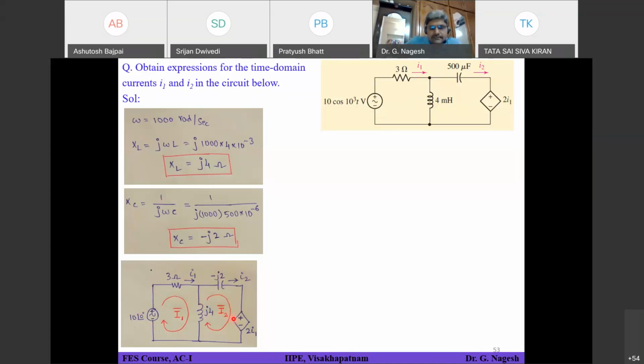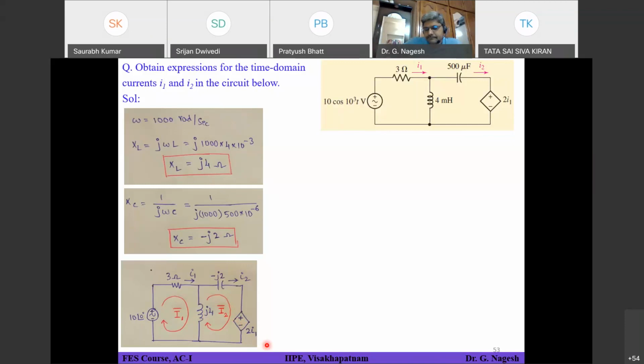3 I1 phasor plus (I1 minus I2 phasor) into 4j is equal to 10 at an angle of 0 degrees. Fine, I hope that is correct. Similarly, you have to write the equation for the second mesh also. You can say 4j into (I2 minus I1 phasor).